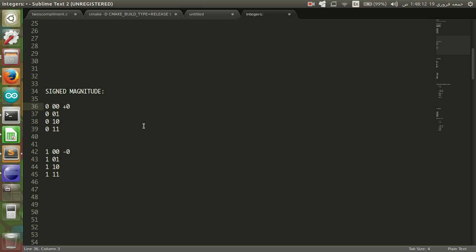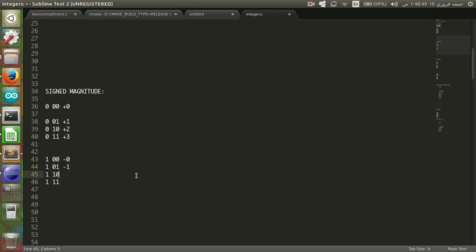In the signed magnitude approach, what they did is they said that the most significant bit of the number is going to represent its sign, and the remaining numbers will be representing its magnitude. So if the first bit is 0, the number is positive, and if the first bit is 1, the number is negative. So here you can see we have a number. Its first bit is 0, so this is positive, and its magnitude is 1, so this is positive 1. Similarly, this is positive 2, and similarly this is positive 3, and so on.